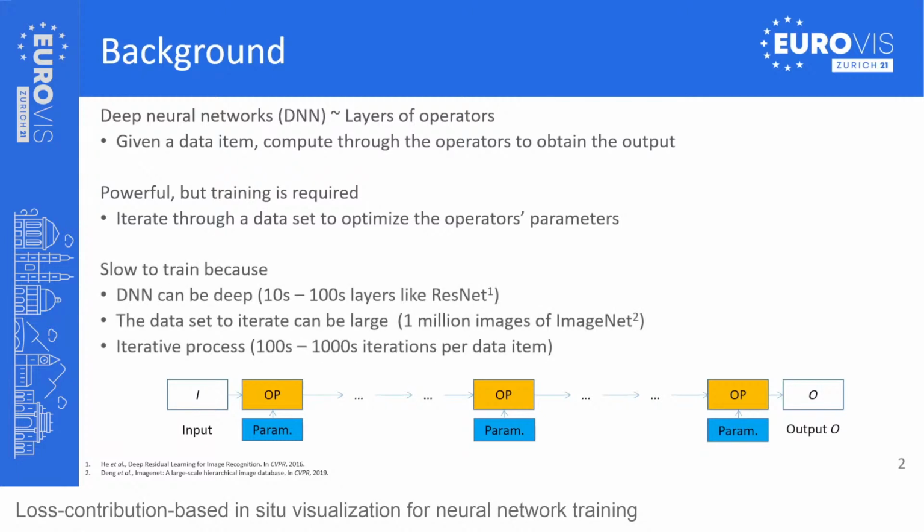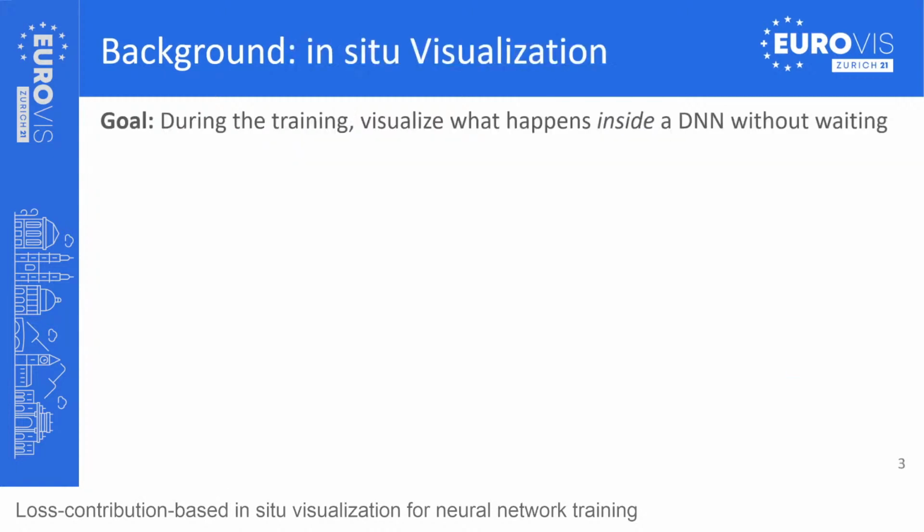Nowadays, it is common to have very deep neural networks with tens or even hundreds of layers. The dataset can also be large. A famous example is ImageNet, which has 1 million images. Also, the training process needs to iterate through the dataset multiple times. Since the training can easily take days, it would be ideal that before the time-consuming training finishes, we can already visualize what happens inside the deep neural network to detect issues as early as possible.